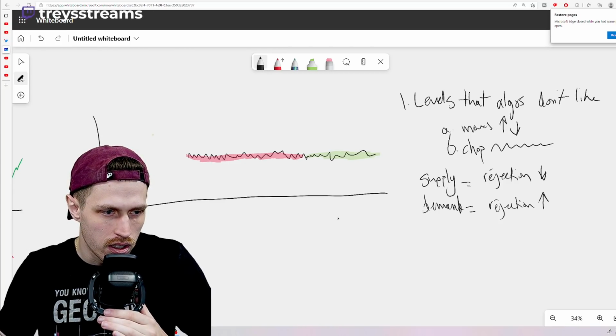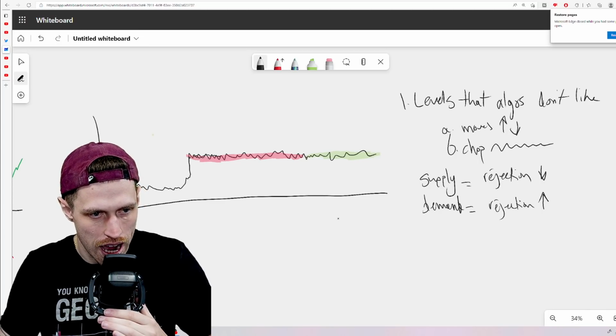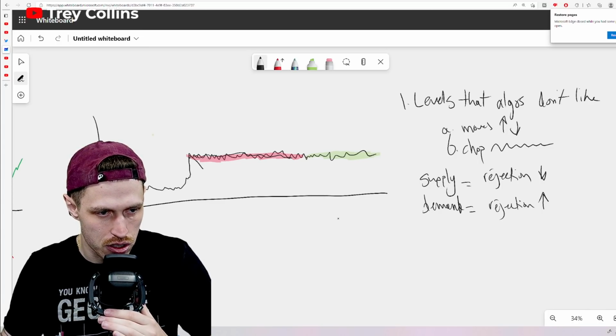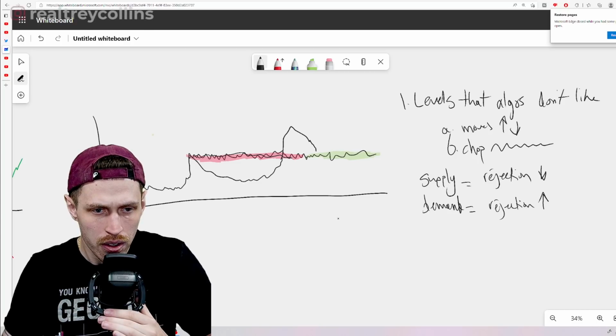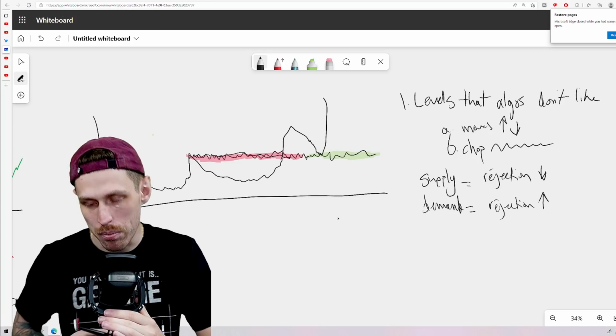Price is coming down, coming down, coming down. It touches this supply zone where there's a lot of chop and it rejects. Bam, down she goes. Comes up, breaks it, comes down. Now it's acting as a demand zone, and it usually has a big move back up.